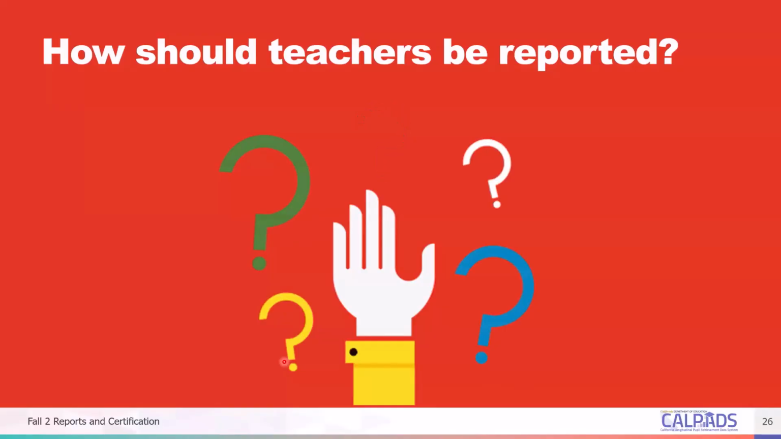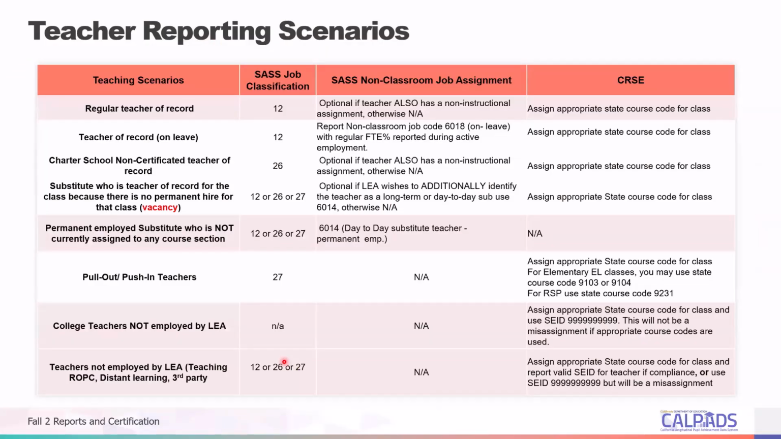Right, how should we report teachers? So let's just now discuss how to report a teacher based on the common scenarios that we encounter during the Fall 2 submission. If a teacher is serving in a standard classroom role, they should be reported with job classification 12 along with the appropriate state course code, right? You assign your seat to that class. Now, if that teacher also performs non-classroom based duties, additional non-classroom job assignment records should be submitted to reflect those responsibilities. Otherwise, just leave this blank.